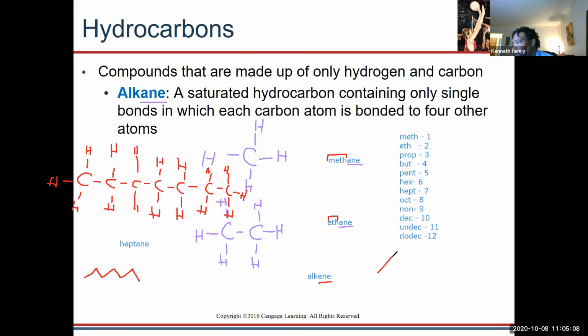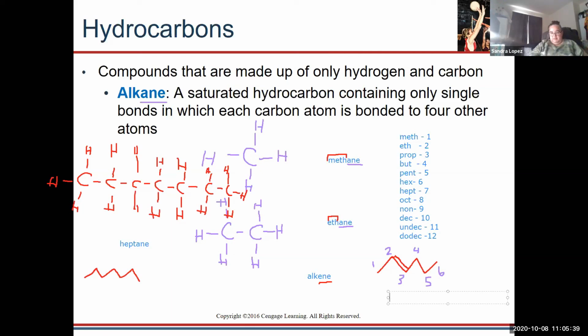So if I have this guy, and this is my double bond in that stick figure, what would this guy be called? How many carbons do I have? Let's count the points. 1, 2, 3, 4, 5, 6. Hex. So it would be called, you said, hexene. That's right.